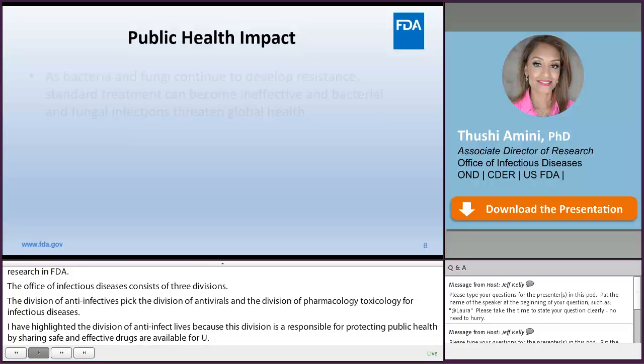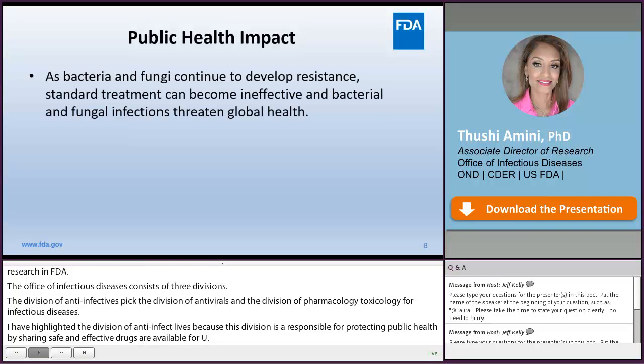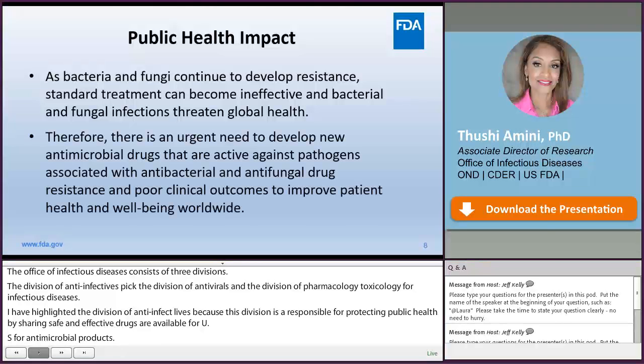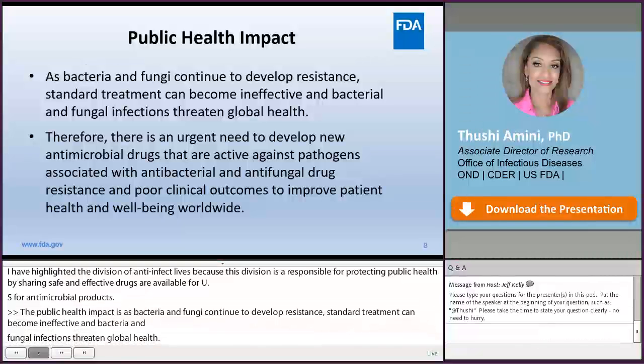The public health impact is, as bacteria and fungi continue to develop resistance, standard treatment can become ineffective and bacterial and fungal infections threaten global health. Therefore, there is an urgent need to develop new antimicrobial drugs that are active against pathogens associated with antibacterial and antifungal drug resistance and poor clinical outcomes to improve patient health and well-being worldwide.